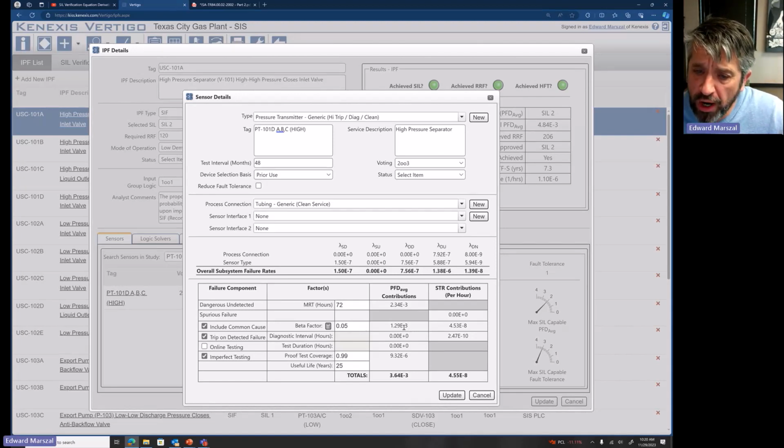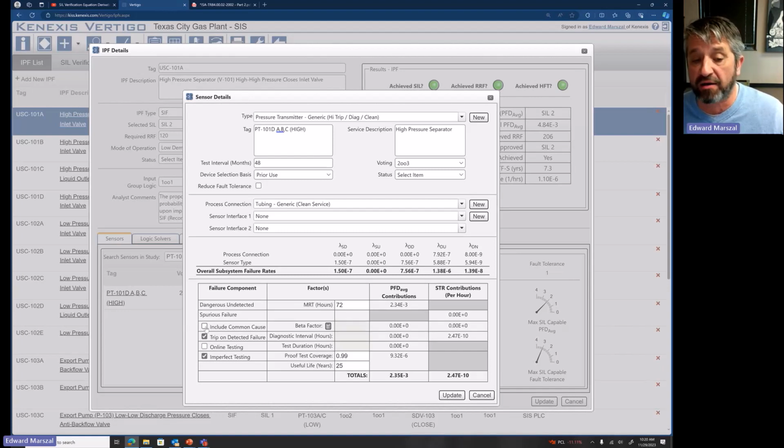Okay, so that beta factor term gets calculated, and you'll notice it's not just calculated for the PFD, it's also going to be calculated for the spurious trip rate if you have redundancy. Okay, the next term is this term that we kind of have this checkbox to say click on detected failure. So in Vertigo, you can turn these terms on and off.